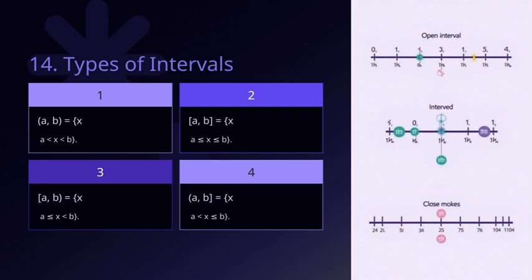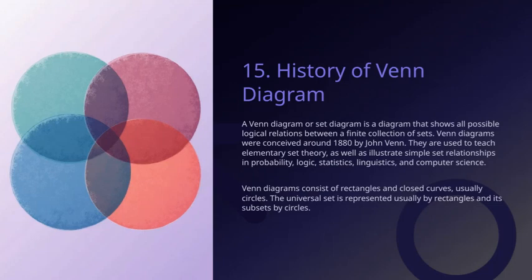Venn diagrams typically consist of rectangles and closed curves, usually circles.